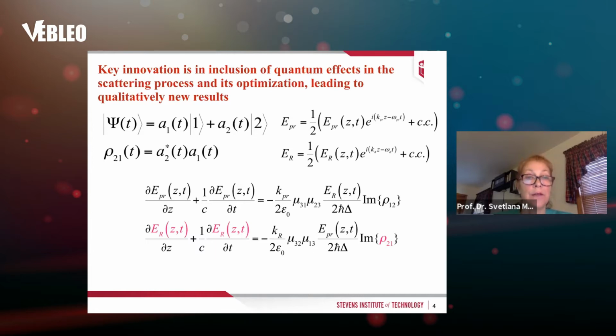Thus, crafting laser pulses to maximize quantum coherence is the way to control quantum effects in the Raman scattering process and its optimization, leading to qualitatively novel outcomes. This is the principal concept of quantum control.